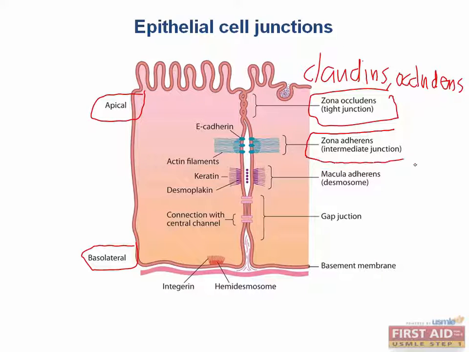The next structure is the adherens junction, or intermediate junction. This surrounds the perimeter just below the tight junction. The functional proteins that form these intermediate junctions are called cadherins. They attach to the intracellular actin molecules which normally function in the cell's own cytological skeleton.